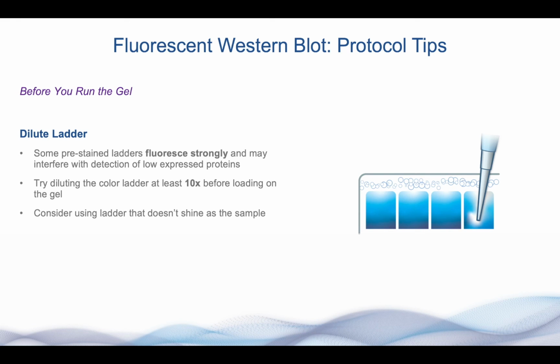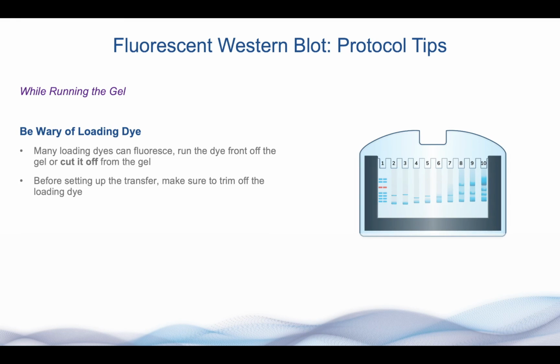Diluting the ladder is a great thing to do if you're moving your protocol from chemiluminescence to fluorescence, because a lot of ladders actually shine in the fluorescent channels. It's good to dilute it at least 10 up to 50 times before loading on a gel. Or consider a ladder that doesn't shine at all, or at least shines in one color. And loading dyes can shine a lot too, so please be aware of that.